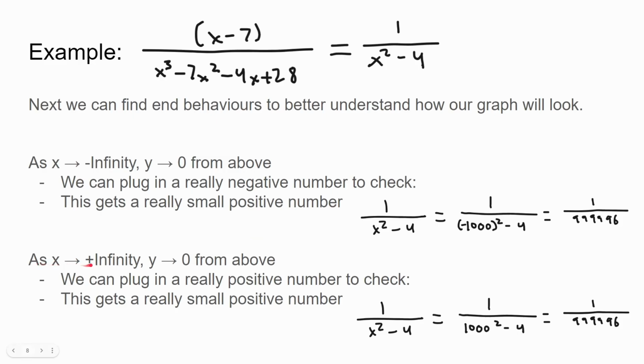And as x approaches positive infinity, y approaches 0 from above too. Now, to check this, we can plug in a really positive number, such as 1000, into the equation, and we get 1 over 1000 squared minus 4. And this gets us a really small but positive number too. So we get the same answer. So it's really small, so it's approaching 0, but it's positive, so it's approaching 0 from above. So these are our two end behaviors. As x is approaching negative infinity, y is approaching 0 from above. And as x is approaching positive infinity, y is approaching 0 from above.